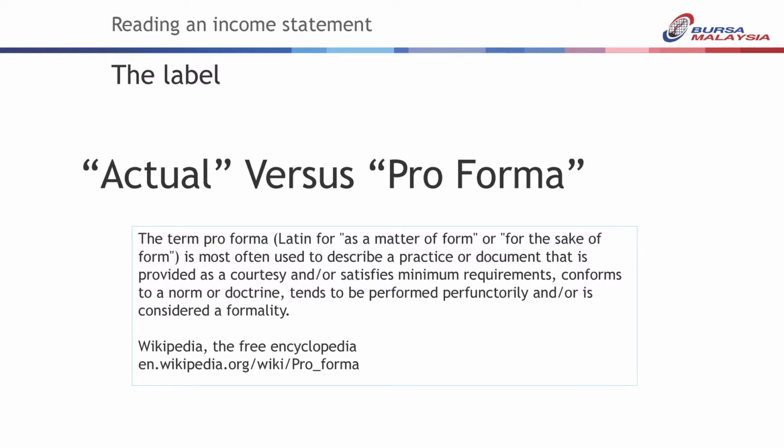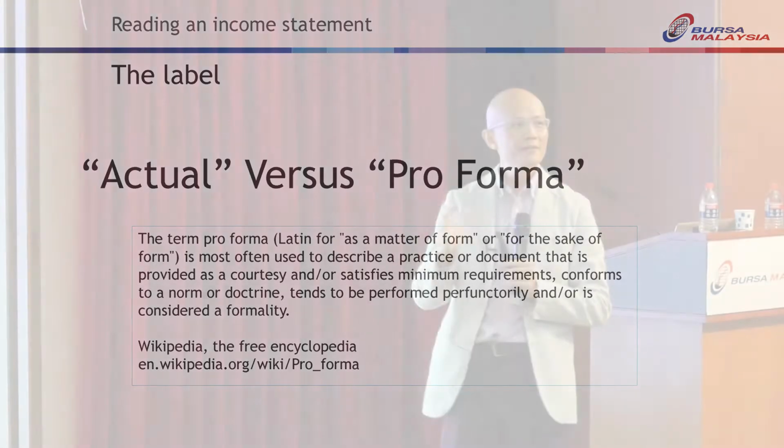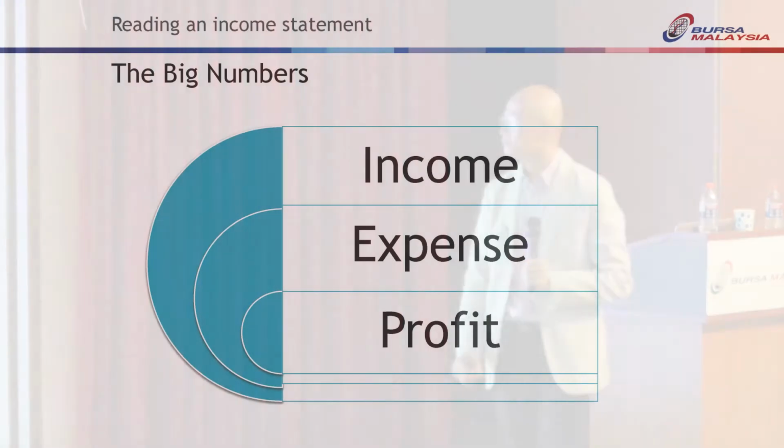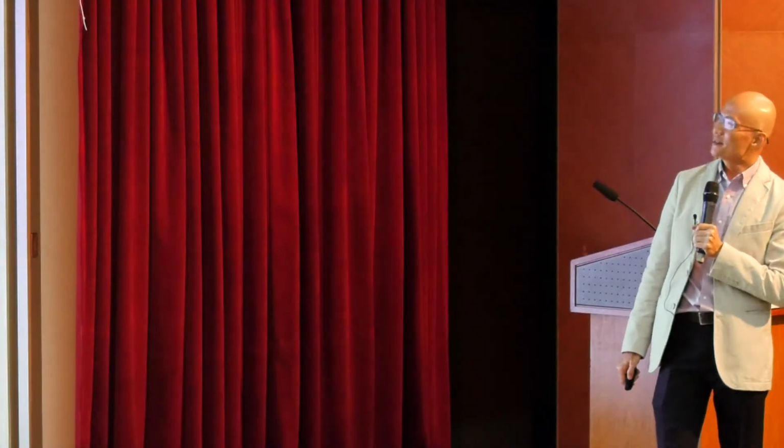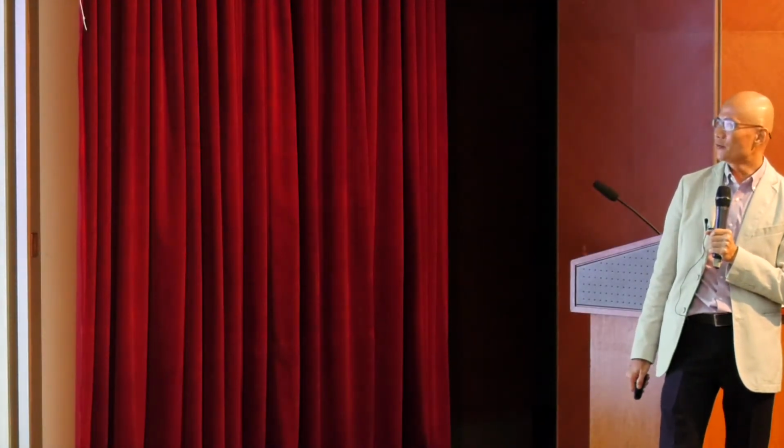Actual versus pro forma. This term pro forma is kind of like: if we increase advertising expenditure, what are the sales going to look like? And usually this is prepared for internal reading rather than external. For you, I gather that it's simply 3 lines: income, expenses, profit. Okay, so these are just some of the labeling that you'll come across.